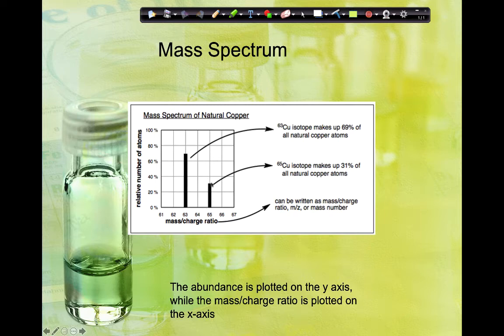So I can tell, well, I have a mass of 65 here, so my copper 65 appeared at a lower rate than my mass of 63. So right here, if I go to the y-axis, it's about 30%, or 31%, and then this one is about 69%. So copper 63 appears 69% of the time, and copper 65 appears about 31% of the time. So essentially what you're doing is you're getting the mass of each isotope, and then you're getting the abundance. This is how we get these numbers.